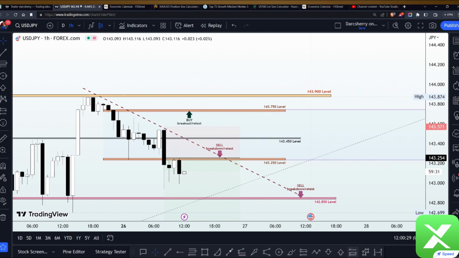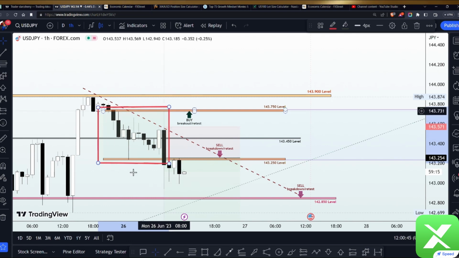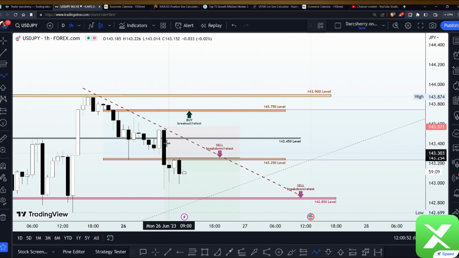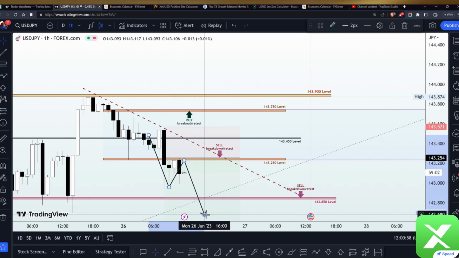One thing I saw here is that price action started on a bearish note this week, and we saw how it fell into this range between the 143.750 and the 143.250 level. With this kind of simple setup, you know how we do it. We want to wait for either a breakout of the resistance line to give us an opportunity to buy, or the breakdown of the support line to give us an opportunity to sell.